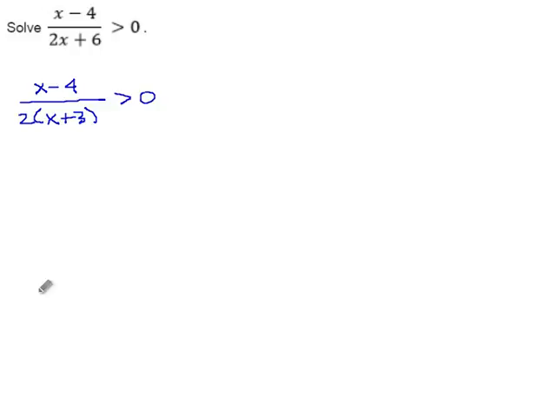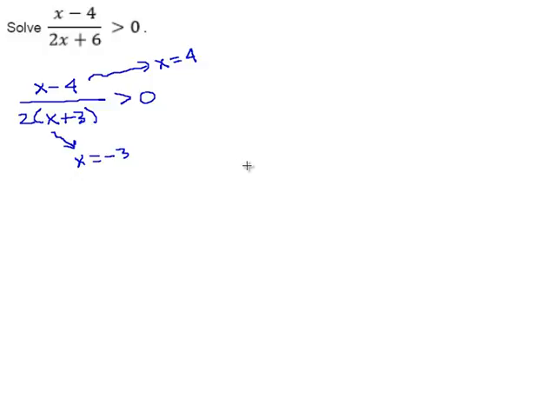Okay, now we go looking for what we call critical values, which is places where this expression either equals 0 or is undefined. And there are 2 of them. From the x - 4, we get that this expression would be 0 if x equaled 4. The other point is, if x were -3, our denominator would be 0, which would make this entire thing undefined. So, 2 critical values to worry about, -3 and 4.